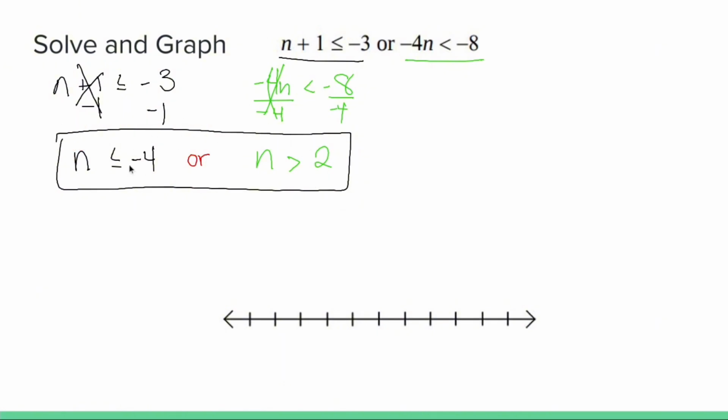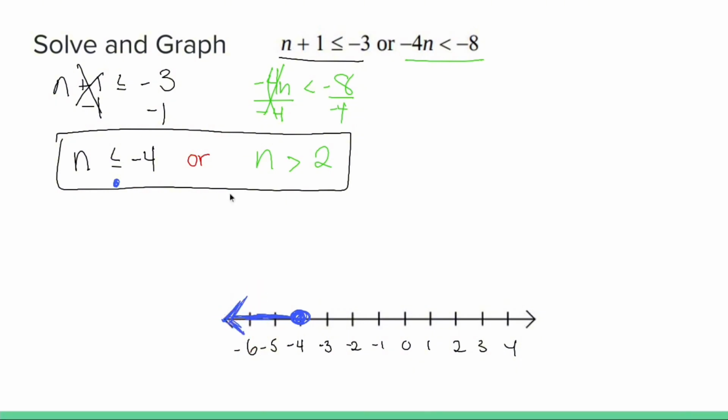Now, whenever you have an or statement that's an inequality, you graph both inequalities on the same number line. So I have to deal with -4 and 2, so I'll put -4 over here. I should be able to reach it just fine. So -3, -2, -1, 0, 1, 2, 3, 4. There's -5, -6. The graph of n is less than or equal to -4 is going to look like this blue line. Fill in the circle for -4 because we're including -4, and we're going to shade everything below that.